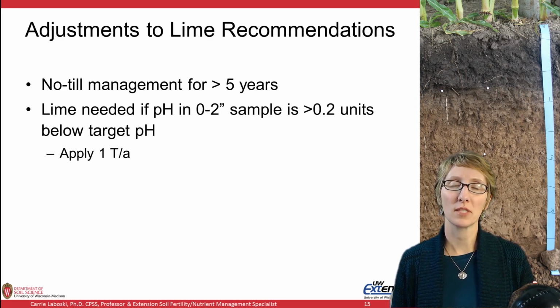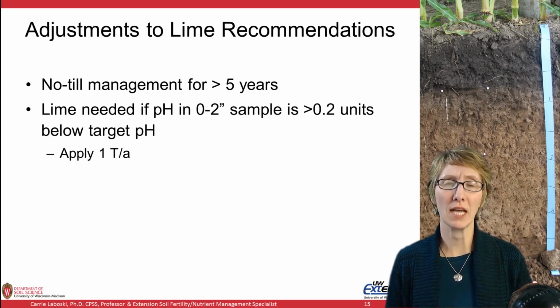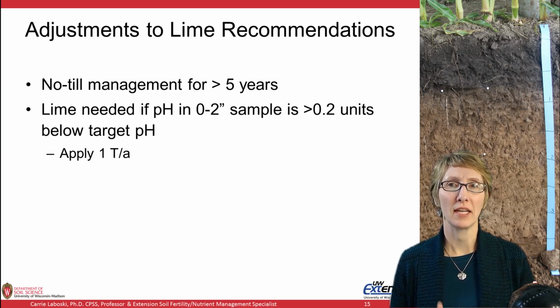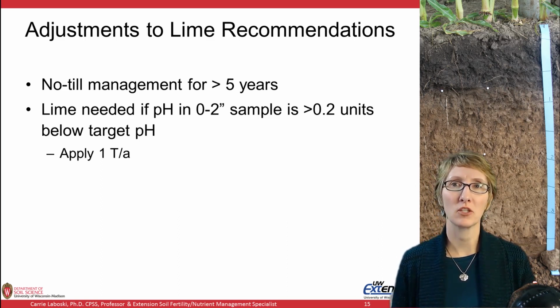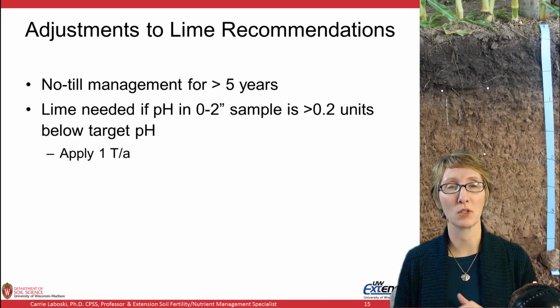And so what you do is, instead of a normal 0 to 6 or 0 to 8 inch soil sample for lime, you'd take a separate 0 to 2 inch sample and measure the soil pH. And here, if the pH is more than 0.2 units below the target pH value, there's just a flat recommendation of 1 ton per acre. That's because in these no-till systems, there's no way to incorporate the lime. It's all going to be surface broadcast, so it's just a lower rate that needs to be applied to neutralize that acidity in the surface soil.